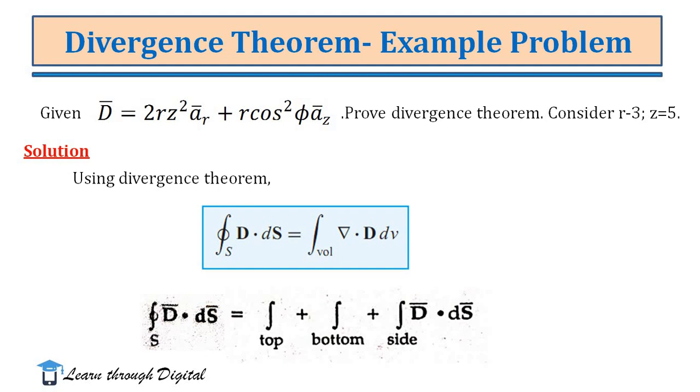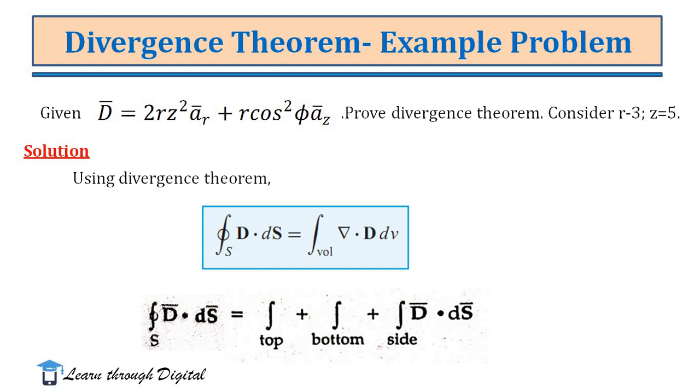First we are going to write the divergence theorem. Divergence theorem: surface integral of D vector dot dS vector is equal to volume integral of del dot D vector dv. So we are going to evaluate both sides of the divergence theorem.